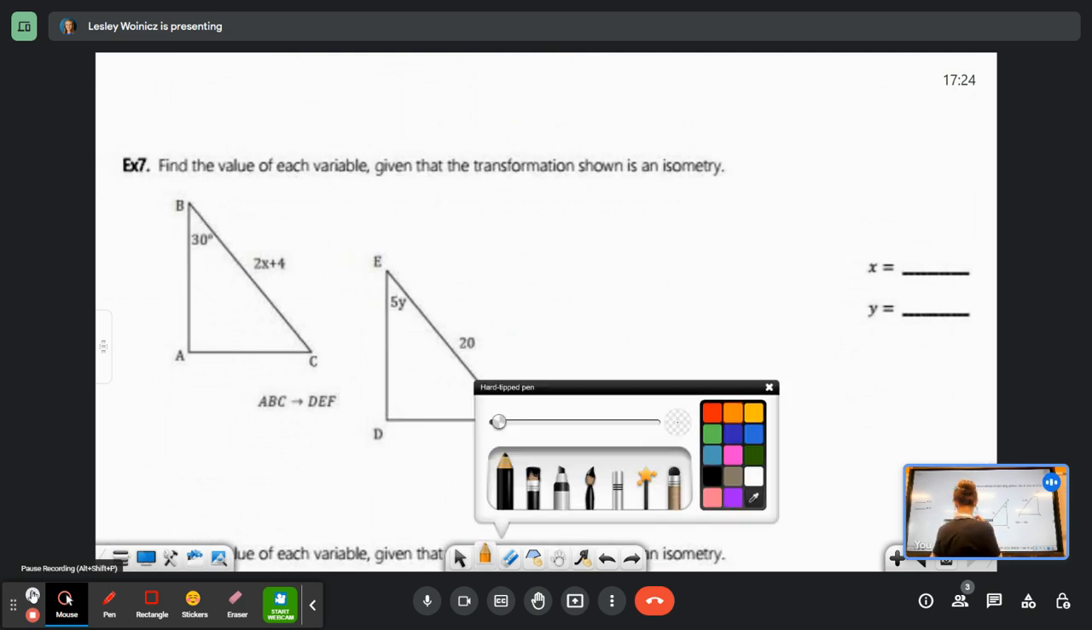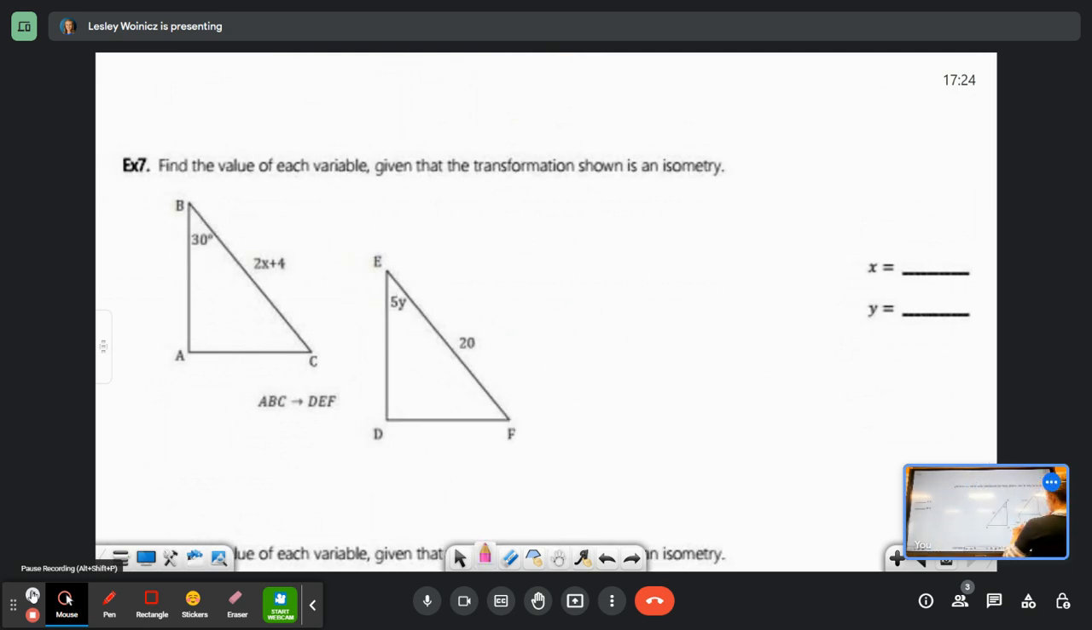Okay, so looking at this rule, I'm looking for angle B. Angle B should map to E. These two should be congruent because we're told that this is an isometry. So we know that 5y equals 30. This is crazy. Okay, so when I divide by 5, I get y equals 6.